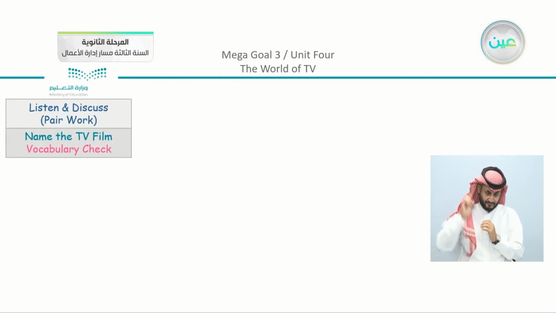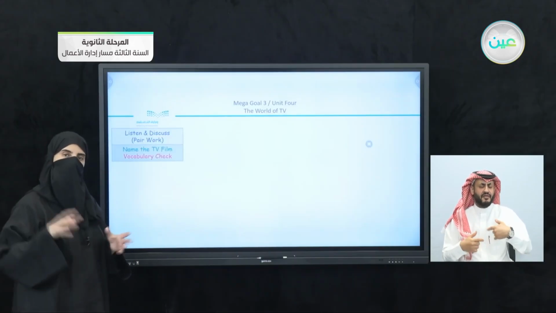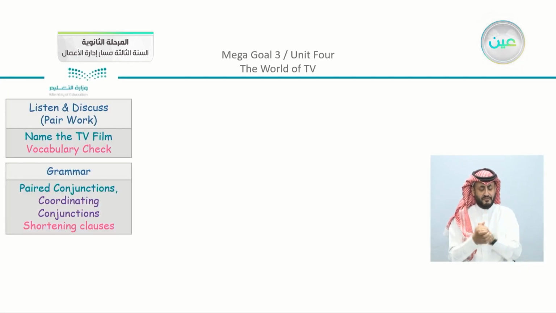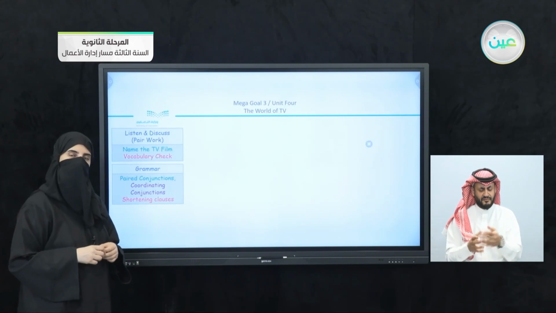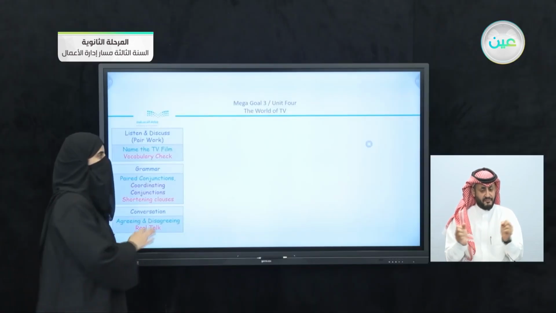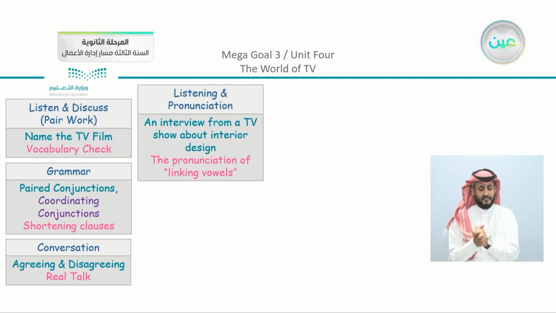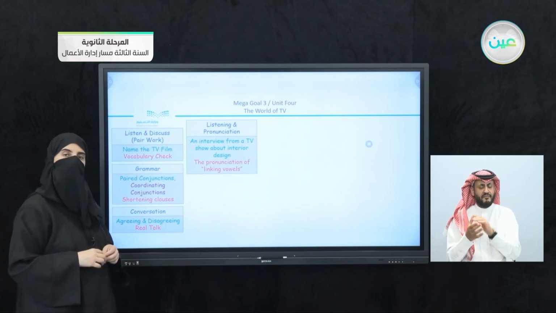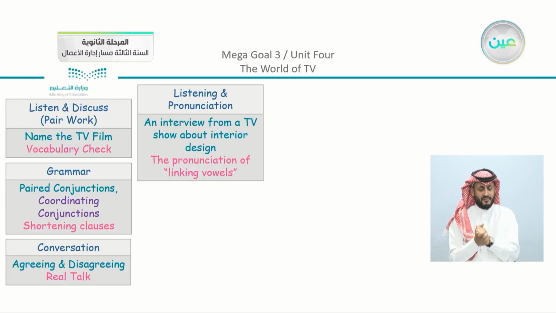We studied the listen, discuss, and name the TV film, if you recall, and we have your vocabulary check. Now, do you remember when we guessed the names of the movies that we read about and listened to? Also in the grammar, we had the paired conjunctions. Now we had different conjunctions. We have coordinating and paired. We also shortened clauses. The conversation was about agreeing and disagreeing. And of course, we had our real talk part. The listening and pronunciation was an interview from a TV show about interior design, if you recall. And we had the pronunciation part about linking vowels.